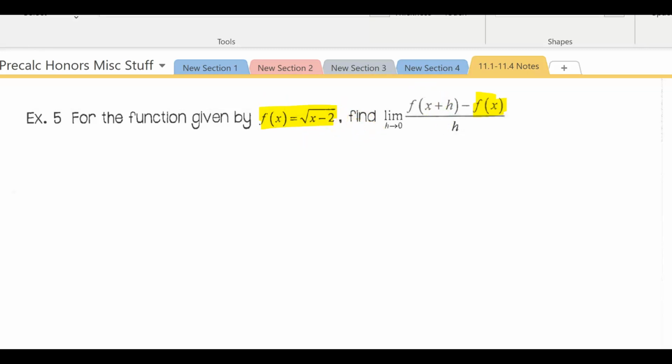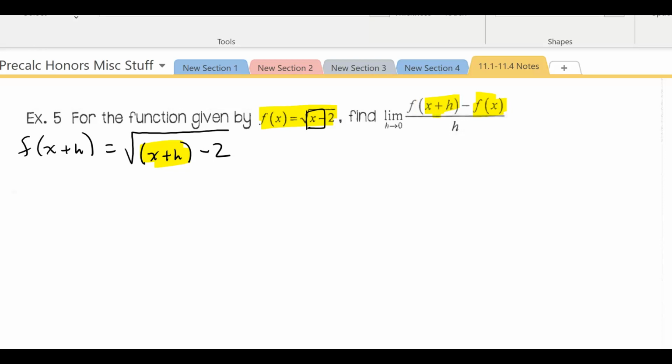So let's figure out what f of x plus h is. F of x plus h. So I'm going to plug in x plus h in here. So that's the square root of x plus h minus 2. Notice I took this x here and I put in x plus h, because I'm substituting in x plus h. All right, that's usually a spot for confusion, so if you're having trouble with that, make sure you let me know.